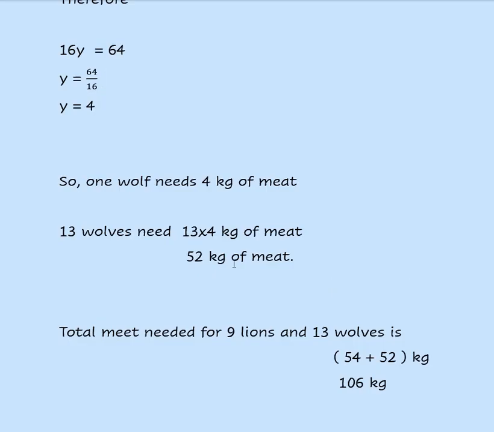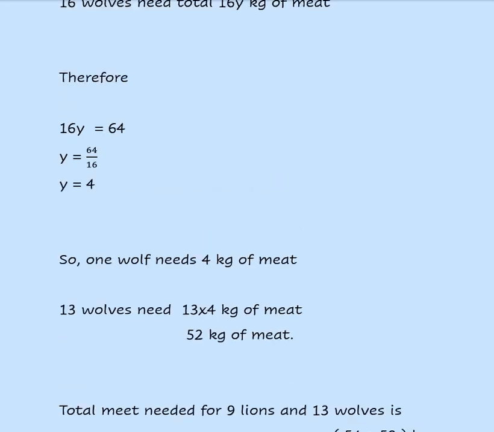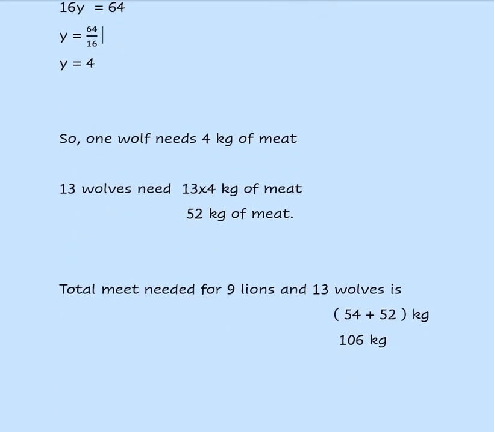So the total amount of meat needed for 9 lions and 13 wolves is 54 plus 52 kg, which is 106 kg. So this is the total amount of meat needed for 9 lions and 13 wolves. This is the end of problem number 2.